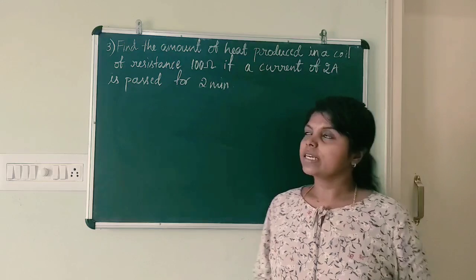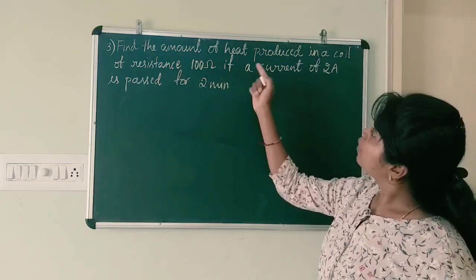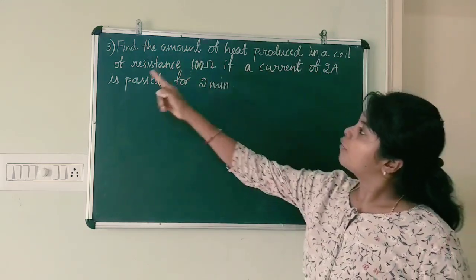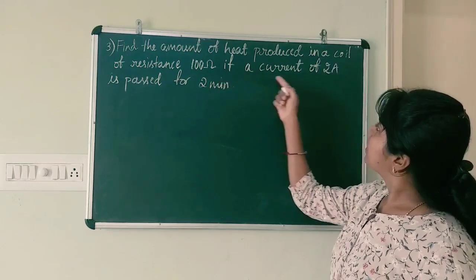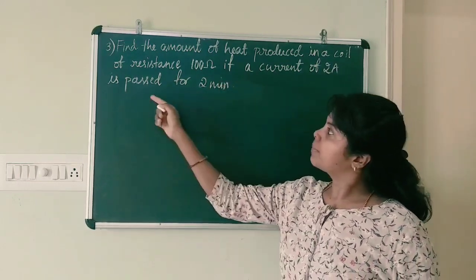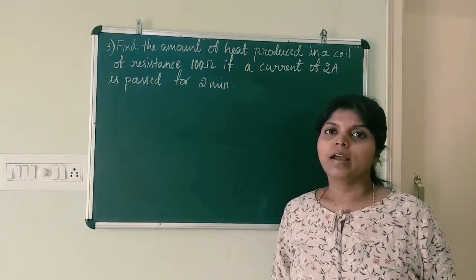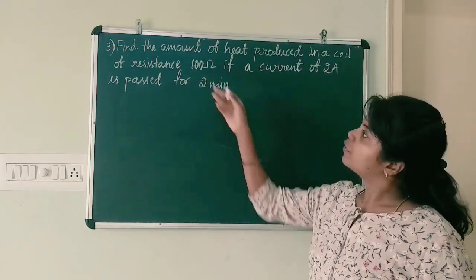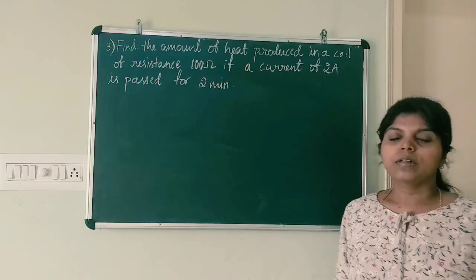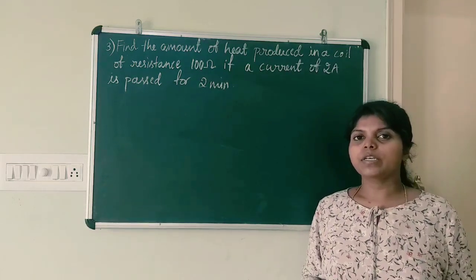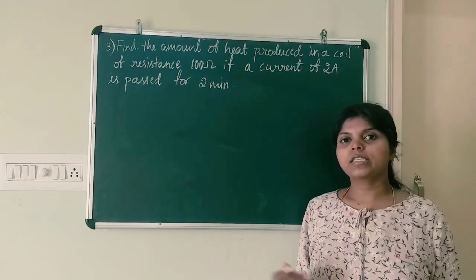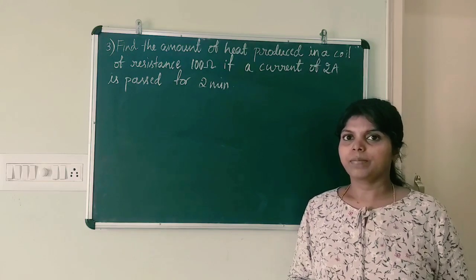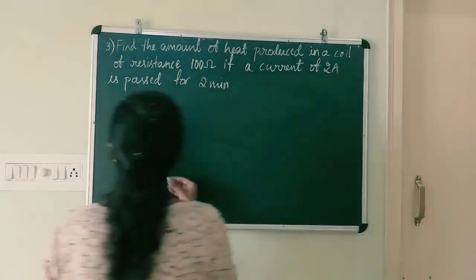Now the next question is, find the amount of heat produced in a coil of resistance 100 ohm if a current of 2 ampere is passed for 2 minutes. We have resistance, current and time. We have to find the amount of heat. We can calculate this by using Joule's law of heating, that is H is equals to I square RT. Let us solve this problem.